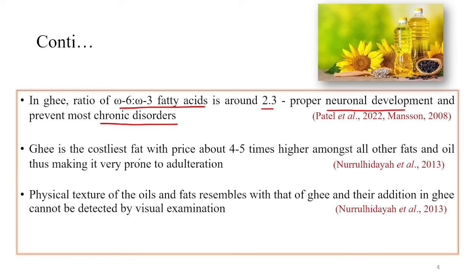Ghee is the costliest fat, with a price about 4 to 5 times higher than all other fats and oils, thus making it very prone to adulteration. Its lean season supply decreases, so it becomes prone to adulteration by unscrupulous traders in the market. The physical texture of oils and fats resembles that of ghee, and their addition in ghee cannot be detected by visual examination. So some methods have to be developed for detecting them.